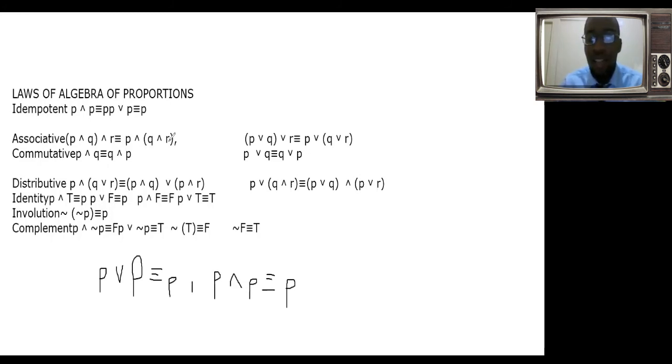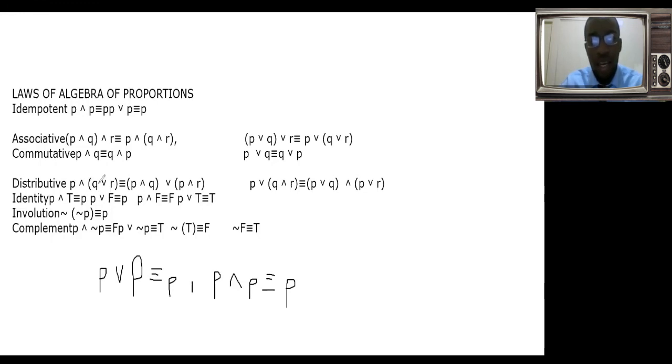Then the next thing is the commutative law. P and Q is the same as Q and P, and P or Q is the same as Q or P. That's the commutative law. Then you have the distributive law, which is P and (Q or R). And so the "and" distributes over the "or", and it becomes (P and Q) or (P and R).